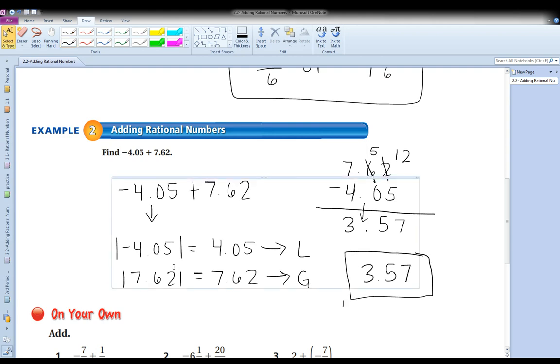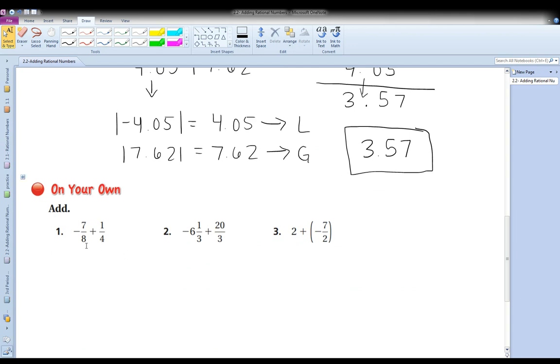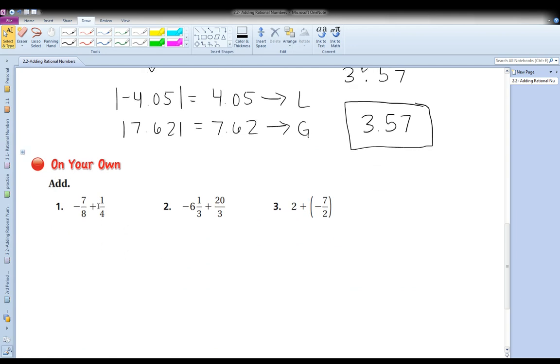All right. I want you to scroll down, and on your own, I would like you to do these 3. 1, 2, 3. Okay? And a rule in my class, if it is given to you in fractions, I expect that you keep it in fractions. Okay? So keep your work in fractions. I do not want you turning them into decimals. So go ahead, pause your screen, and get started on 1, 2, and 3.